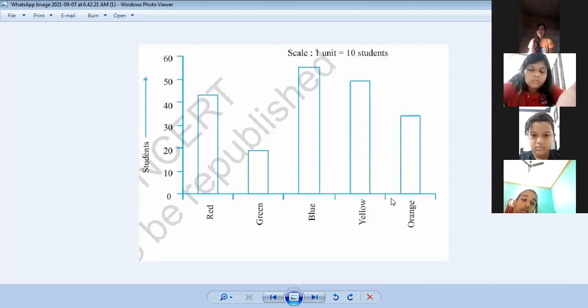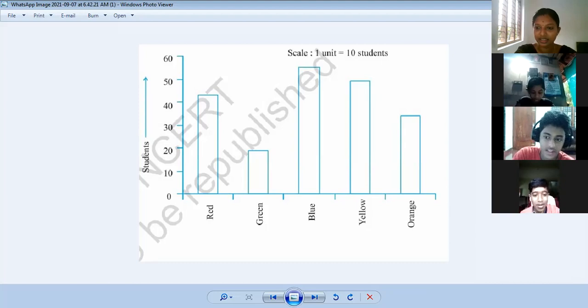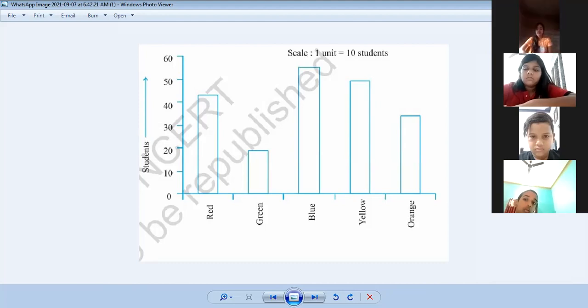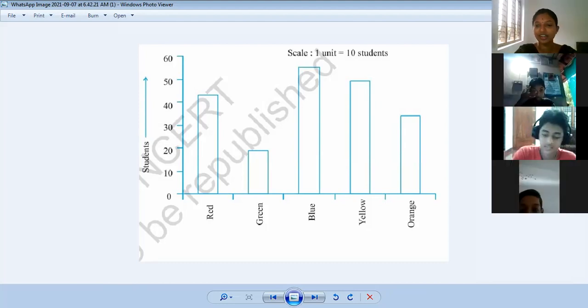There is a table given for you. Okay, you can see in your table, given above the graph, that is favorite color and number of students.